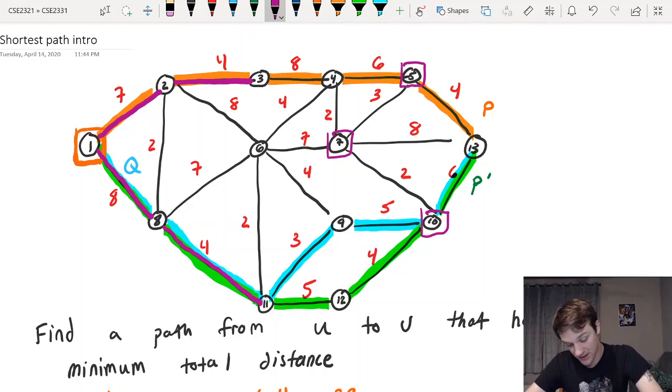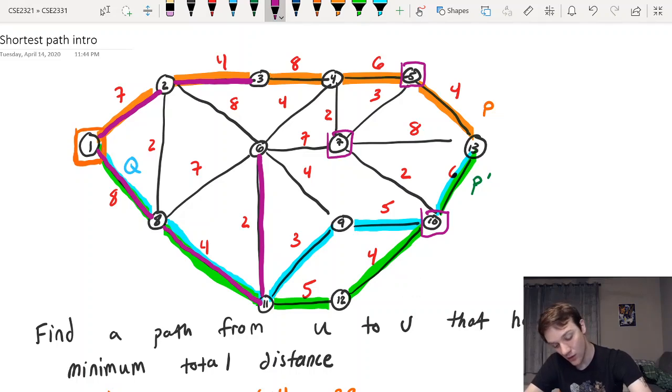And now let's look at what the best ones are. We have a cost of 15, a cost of 19, a cost of 15, and a cost of 14 this way. So now 6 is connected.